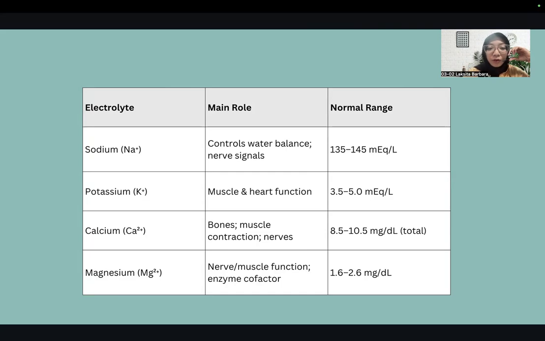So sodium or natrium has a function to control water balance and also to help the nervous system to give nerve signals. And potassium is very important in how the muscles work, including the muscle of the heart. So an imbalance in potassium will actually disturb the heart function.